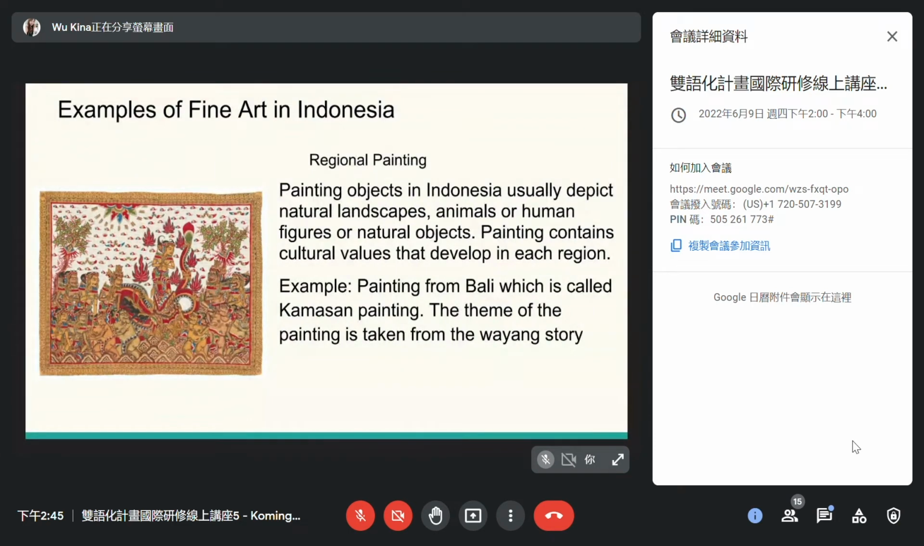And then here we have some examples of fine arts. For example, these paintings in Indonesia depict natural landscapes. They always include animals, human figures, or natural objects. Paintings contain cultural values that develop in their region. For example, these paintings from Bali are very famous, called Kamasan paintings, and the colors and themes of the paintings are taken from wayang shadow puppet stories of Ramayana or Mahabharata. This is one of these very regional paintings from Bali.